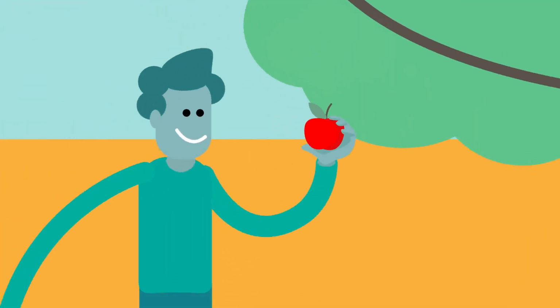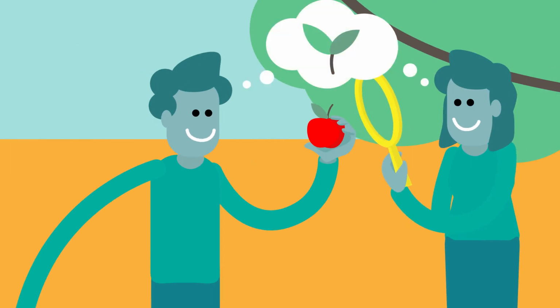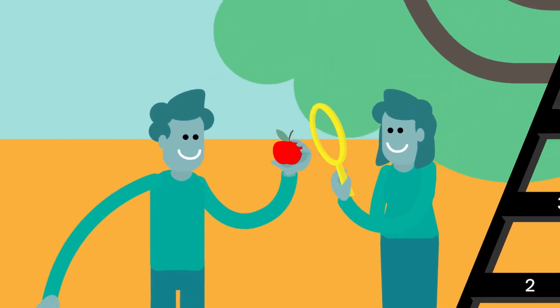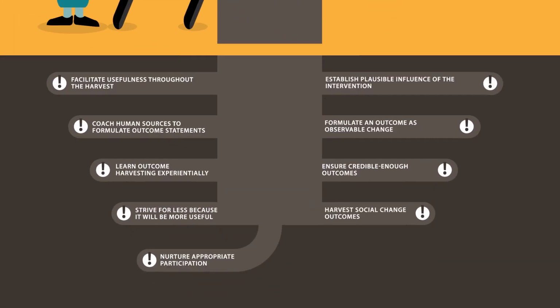Outcome harvesting is a monitoring and evaluation tool that can enhance learning for adaptive programming and can help make your results visible. Outcome harvesting consists of 6 steps nurtured by 9 principles.